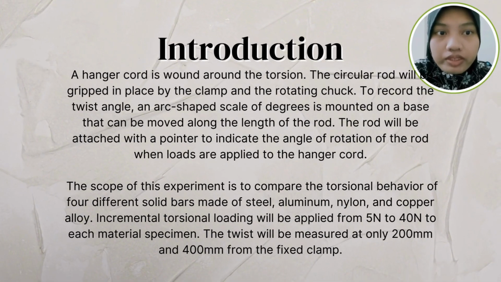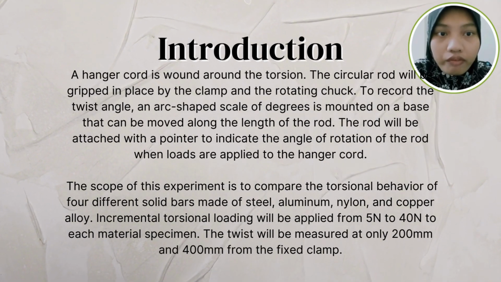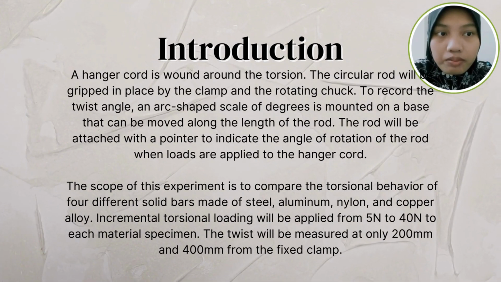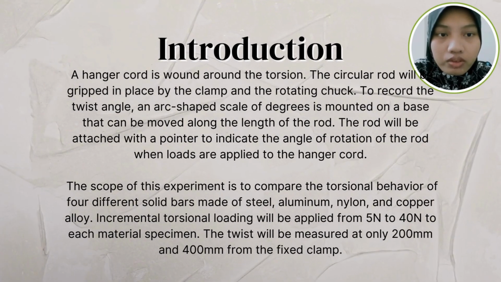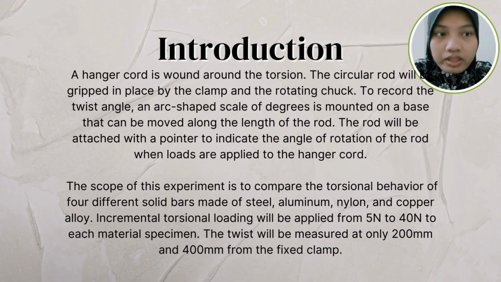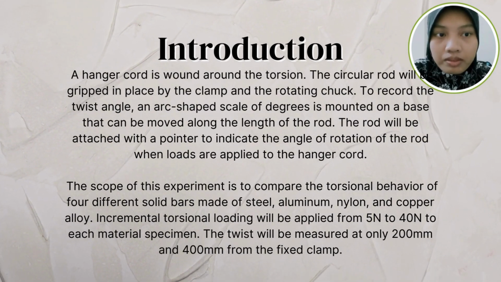The scope of this experiment is to compare the torsional behavior of 4 different solid bars made of steel, aluminum, nylon, and copper alloy. Incremental torsional loading will be applied from 5 Newton to 40 Newton to each material specimen. The twist will be measured only at 200 mm and 400 mm from the fixed clamp.